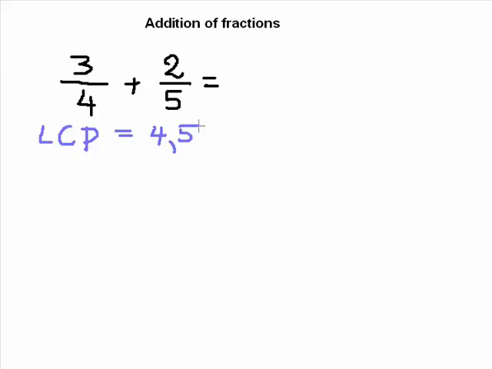of 4 and 5 is nothing else than the number 20. So the least common denominator is the number 20. I'm sure that you know how to find it.